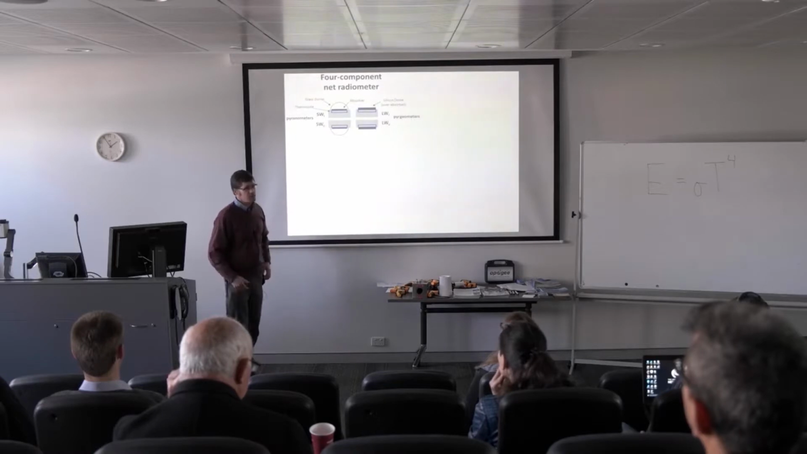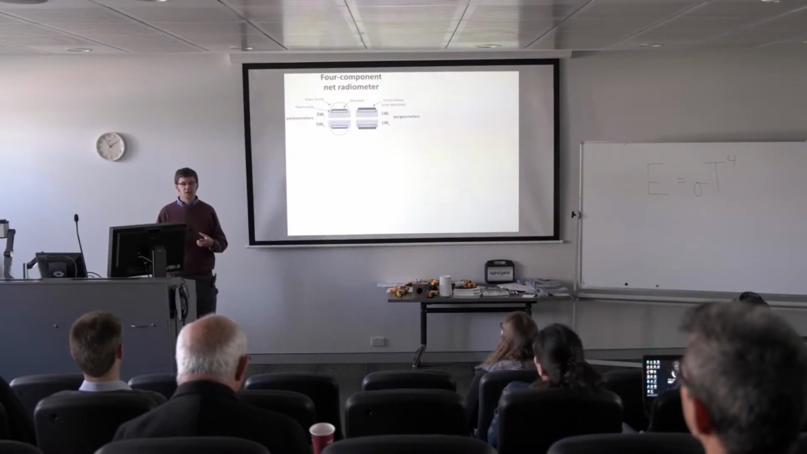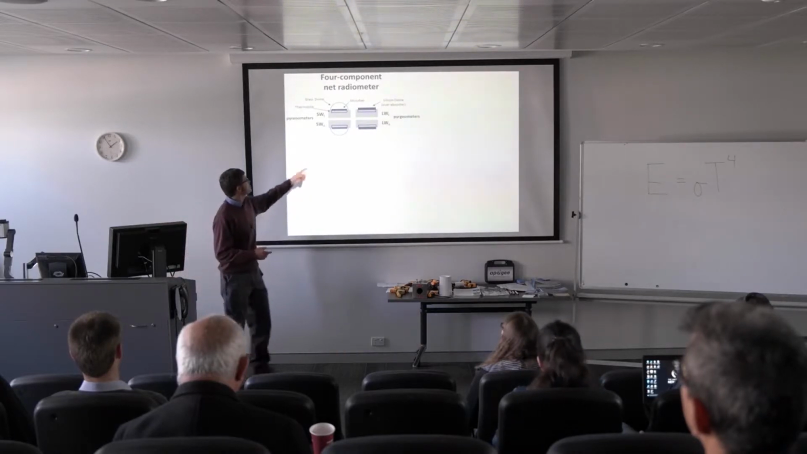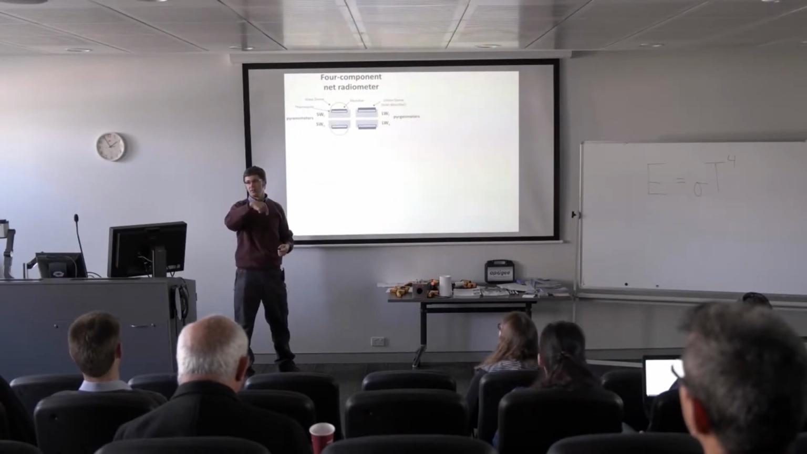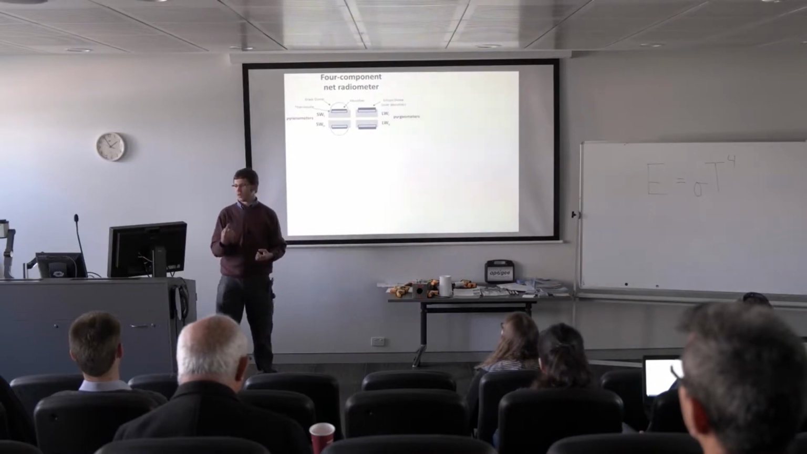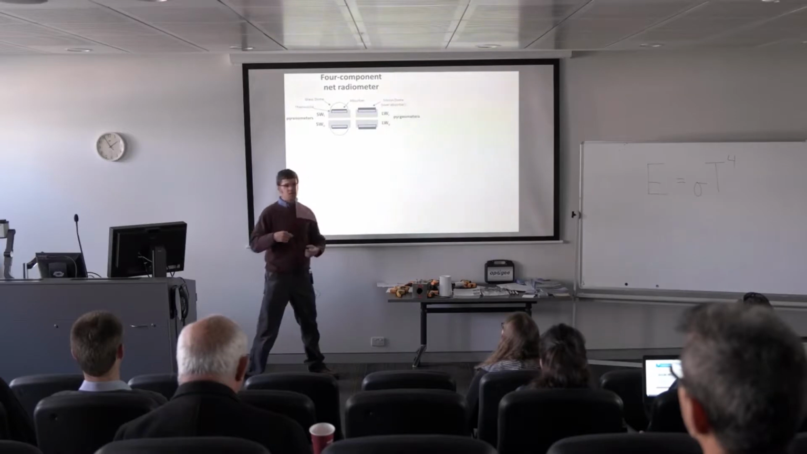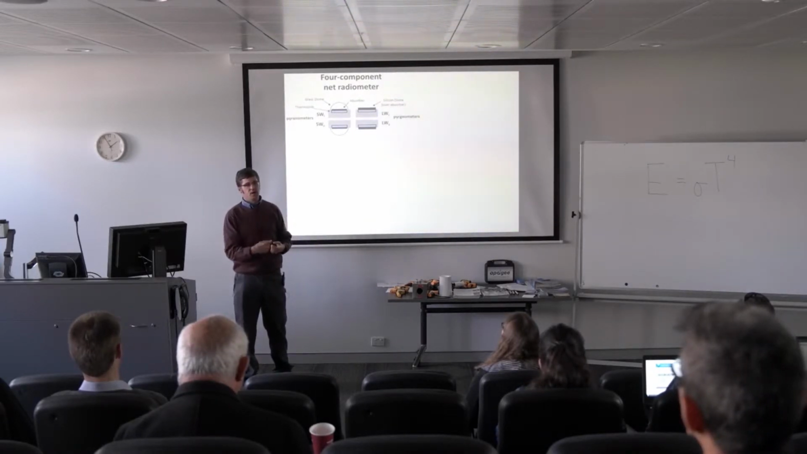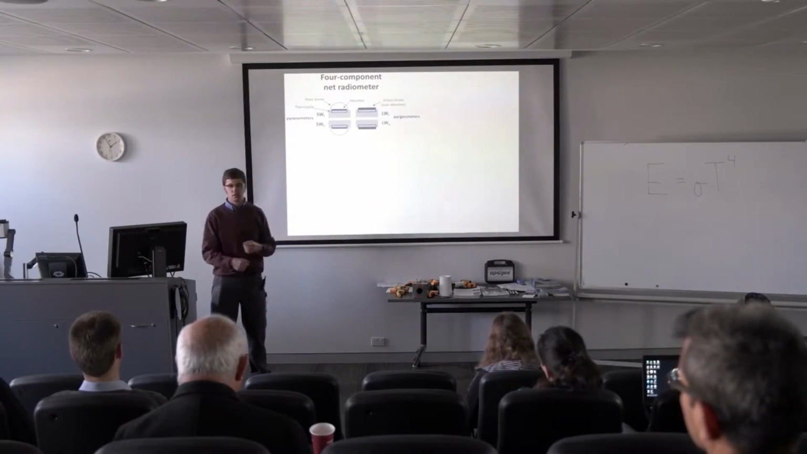A four component net radiometer has an individual sensor for measuring the four components that we just described. So you've got an upward looking pyranometer that measures the incoming shortwave. You've got a downward looking pyranometer that measures the reflected shortwave. You've got an upward looking pyrgeometer that measures the incoming longwave. And you've got a downward looking pyrgeometer that measures the emitted longwave.